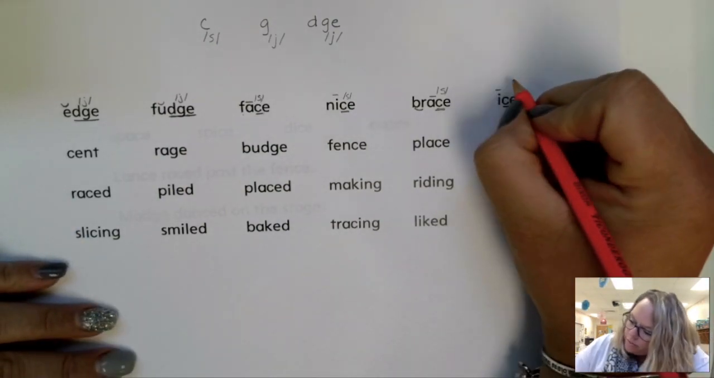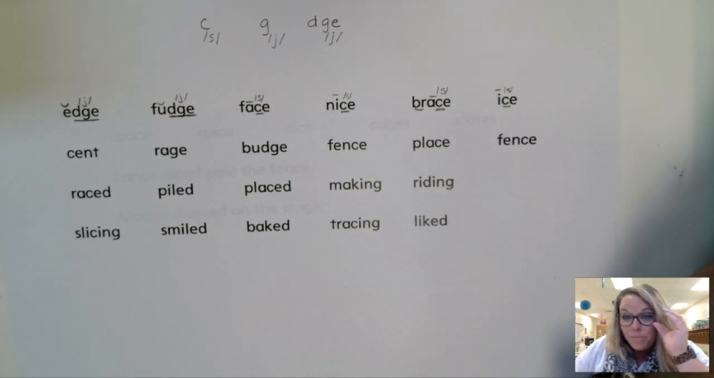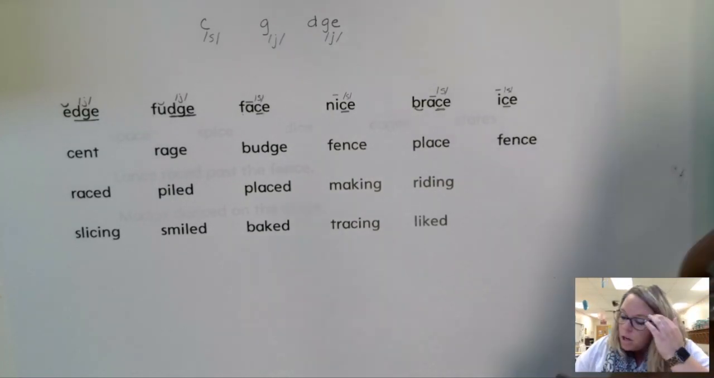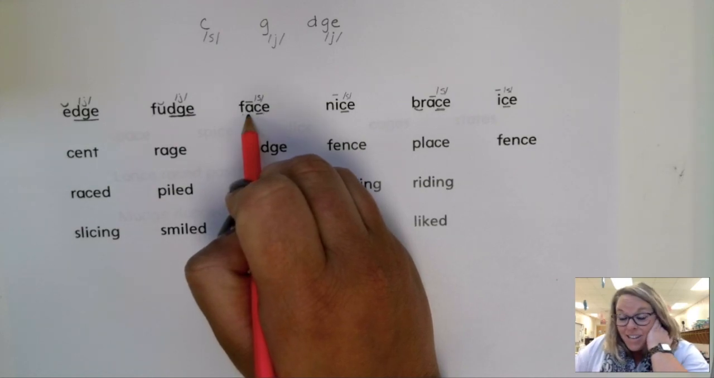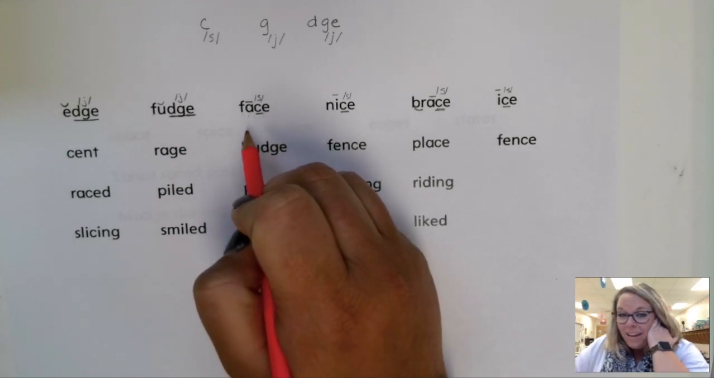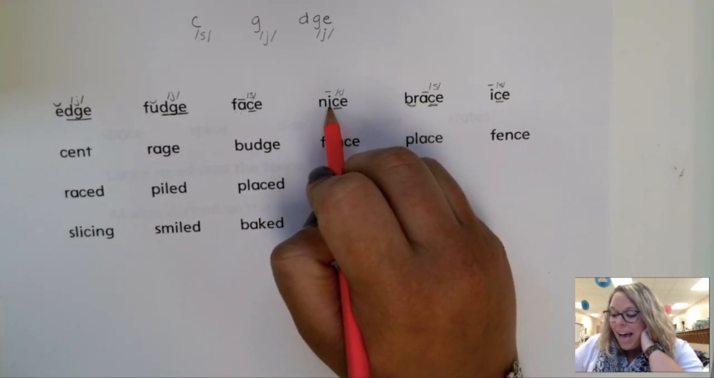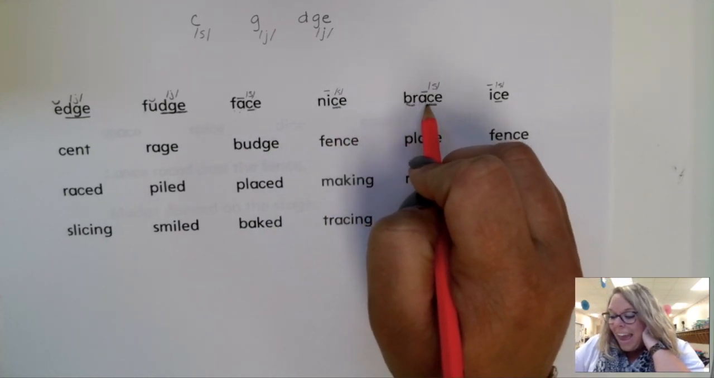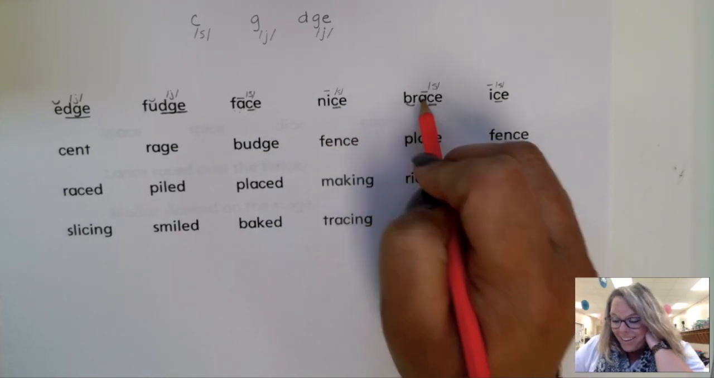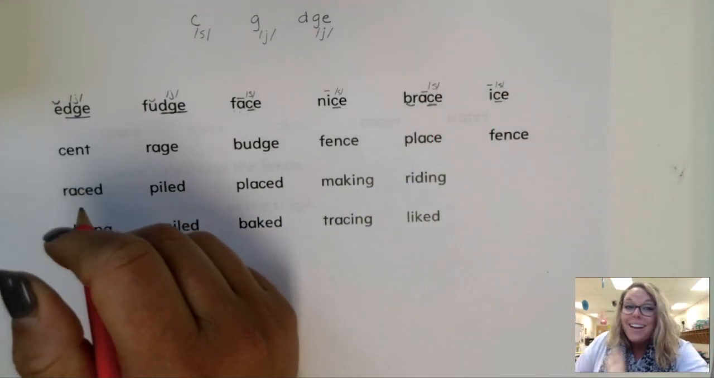Now, what you should have noticed is that when we have the soft C, the vowel before it is a long vowel. It's going to say its own name. So on all of these, we had face. So the A said its own name before we had the soft C. Nice. Then I said its own name. Brace. Did you hear the A? Yeah. Ice.